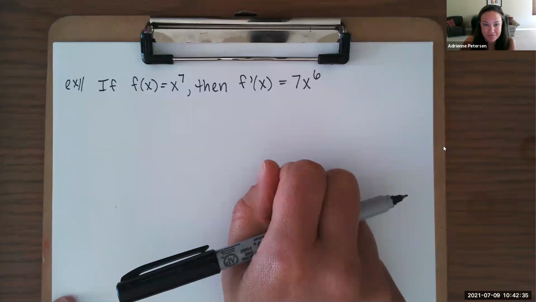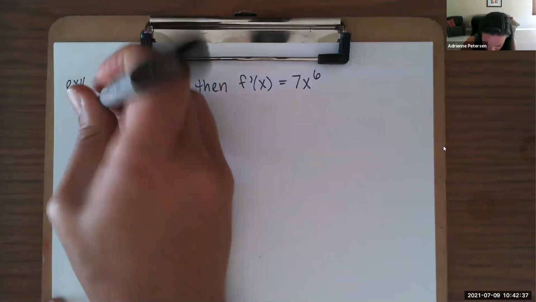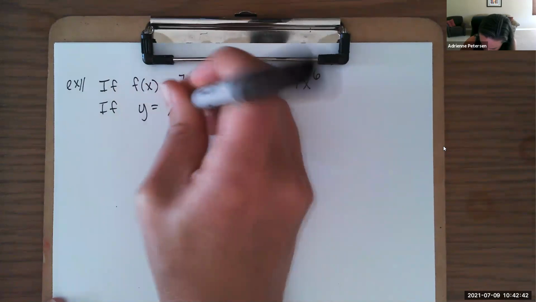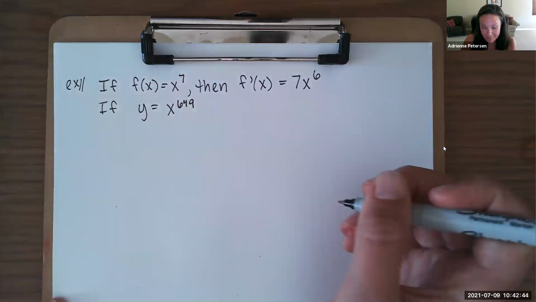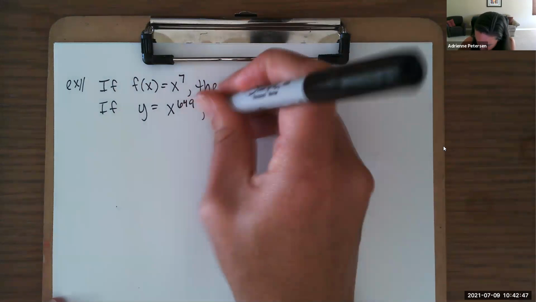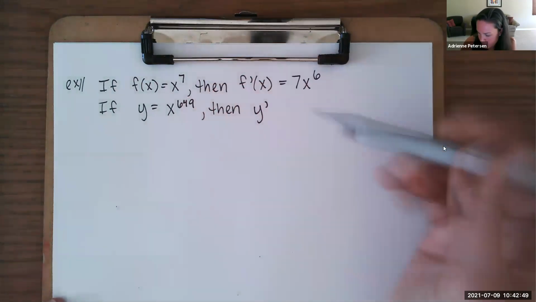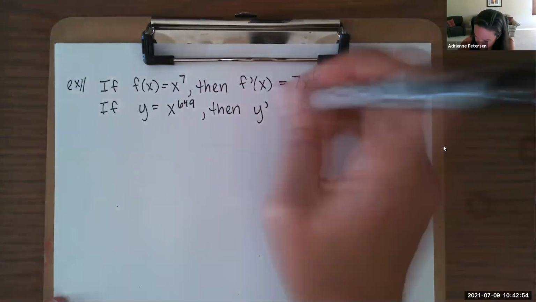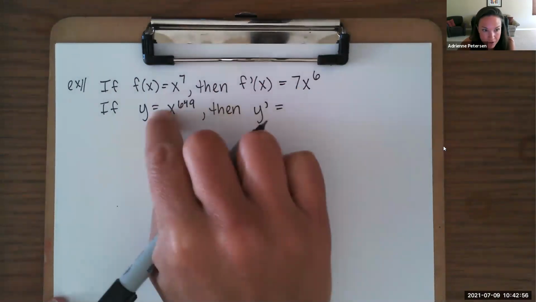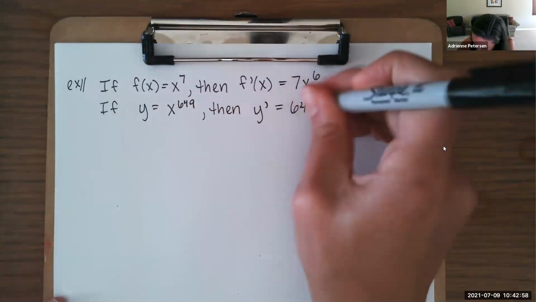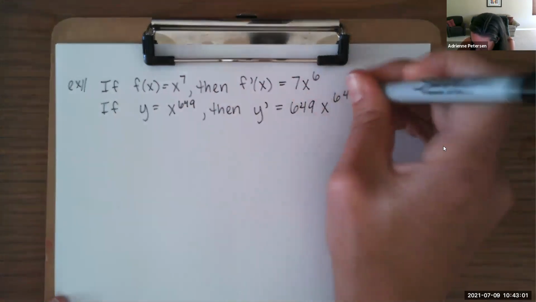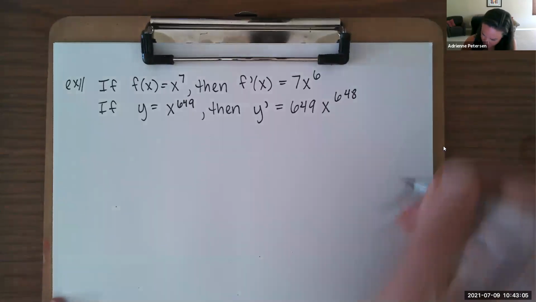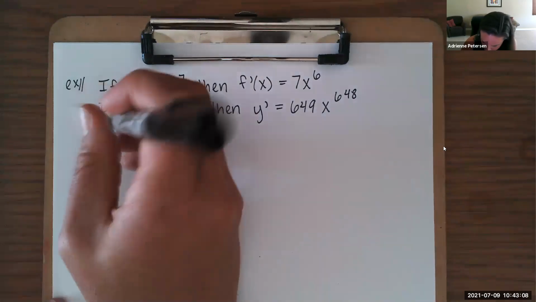Let's do some more, and I'll use different notation here. So if y is equal to x to the 649th, then y prime, right? f prime of x, y prime, this is different notation for the derivative. They mean the same thing. The power rule says all we do is take the power, move it down in front, and decrease our power by 1. That's it.